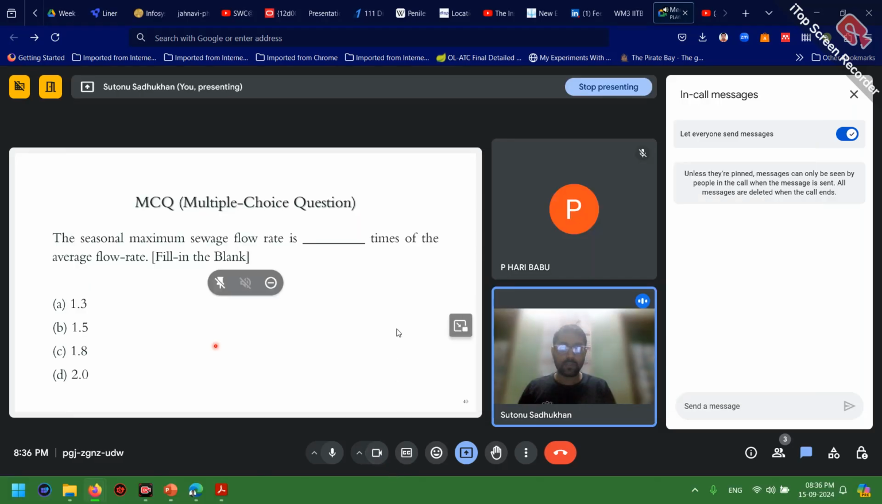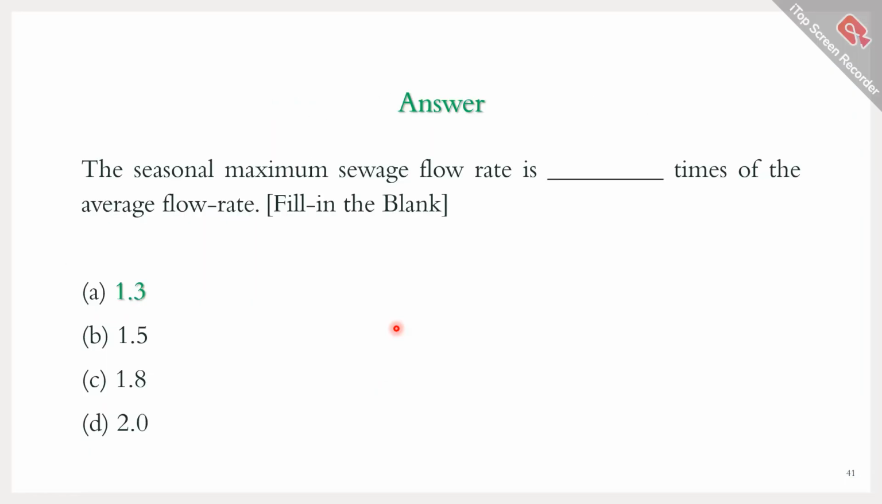Okay, we'll move on to the solution. So it is 1.3 times. The maximum flow rate will be 1.3 times the average flow rate. So F max will be 1.3 times F average in case of sewage.